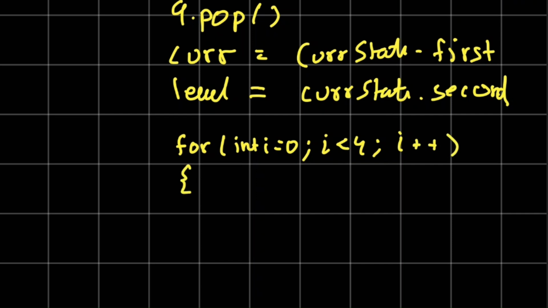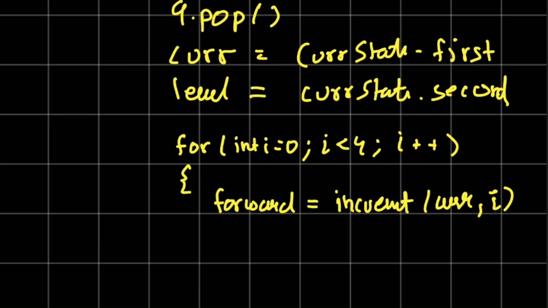We will have two strings which we will get from two functions, which I will tell you. So the first function will be the increment function. It will take two arguments, the current string and the i, the position in the combination that we are increasing. And let's say the string is forward. Okay, so forward will have a string which is incremented from i.